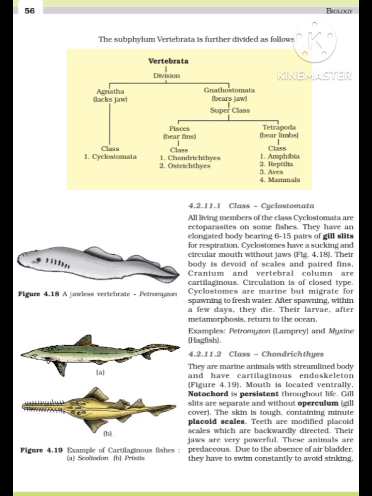The skin is tough, containing minute placoid scales. Teeth are modified placoid scales which are backwardly directed. Their jaws are very powerful. These animals are predaceous. Due to the absence of air bladder, they have to swim constantly to avoid sinking.